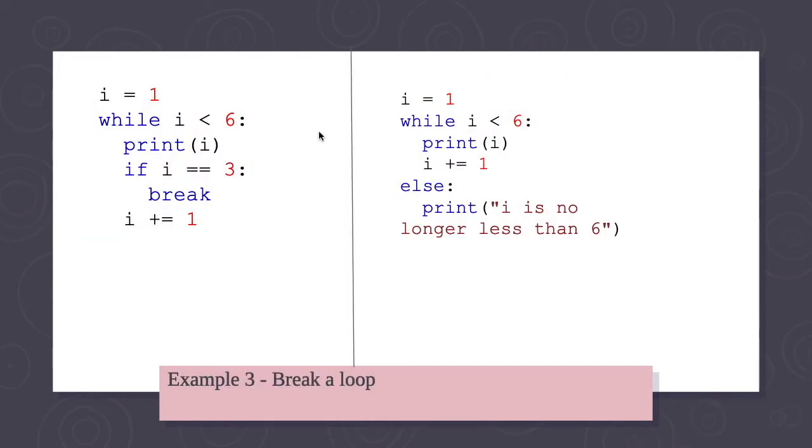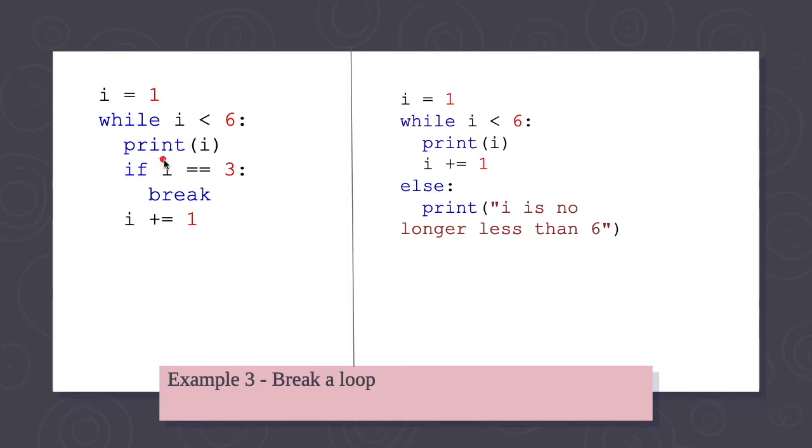Here are two cases of a while loop terminating. In the first case, we have used a special statement known as break, and in the second case, we have let the while loop terminate naturally. So what's the difference? Here we have a variable I and it holds the value 1. While I is less than 6, we will print whatever I is.